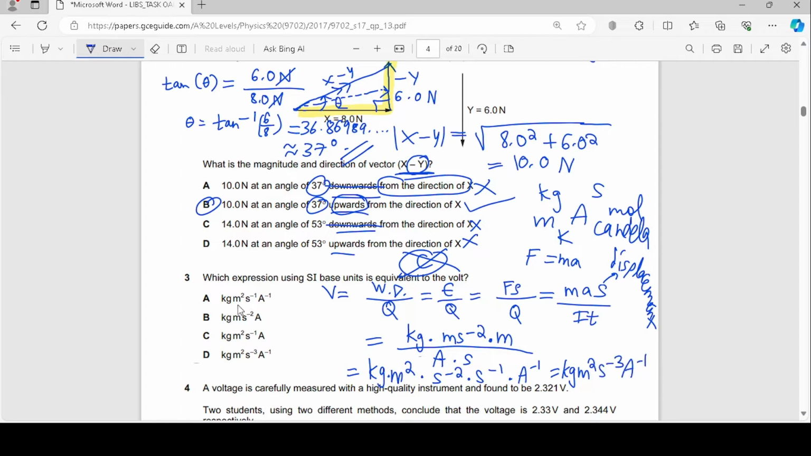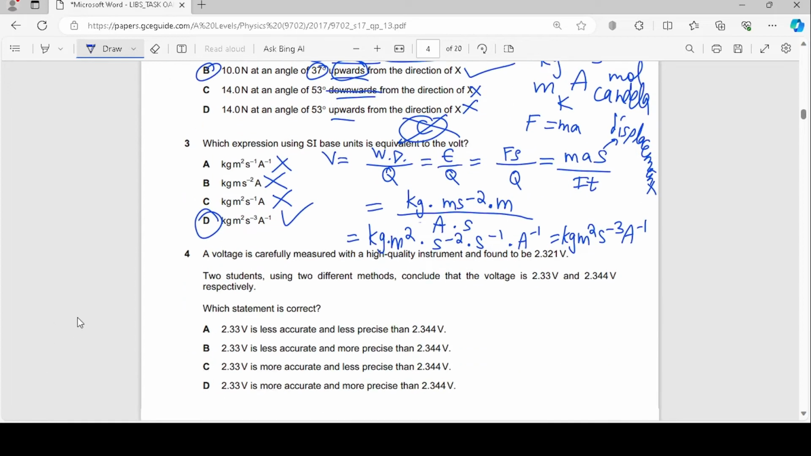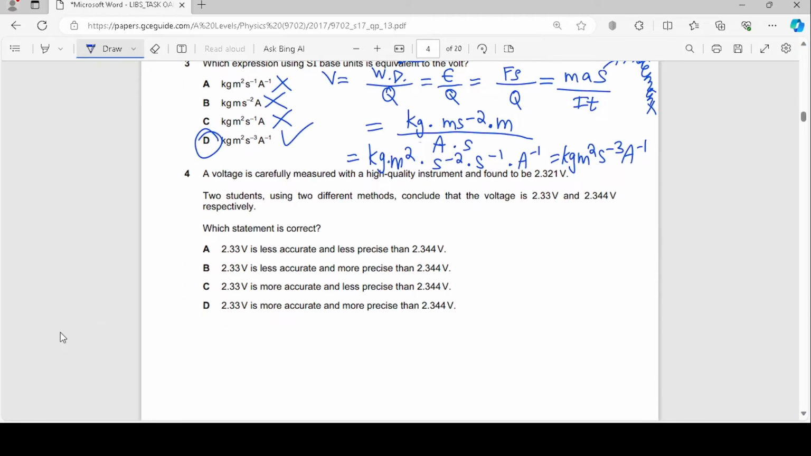So let's see which option matches with that. kg m squared, no, that doesn't match, that doesn't match, that doesn't match. That matches kg m squared s to the minus 3 A to the minus 1. So the answer is going to be D. All right, now next question.